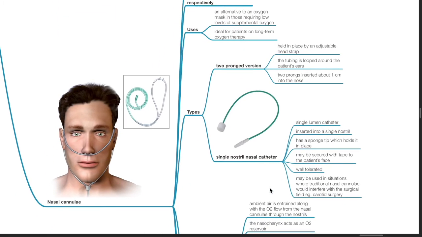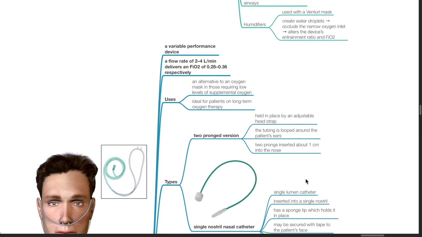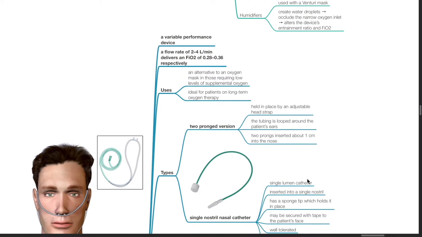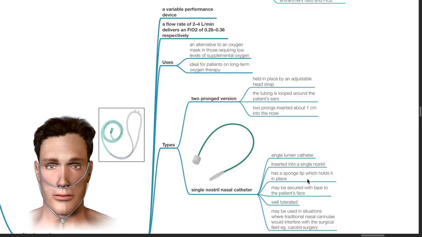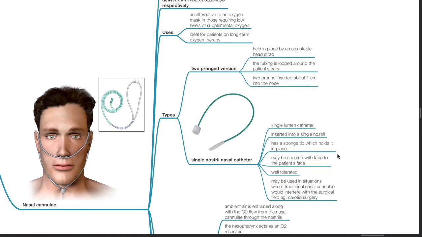Nasal cannulae. These are variable performance devices. A flow rate of 2 to 4 liters per minute delivers an FiO2 of 0.28 to 0.36 respectively. Uses include as an alternative to an oxygen mask in those requiring low levels of supplemental oxygen. These are ideal for patients on long-term oxygen therapy. Versions include a two-pronged version and a single nostril nasal catheter version.